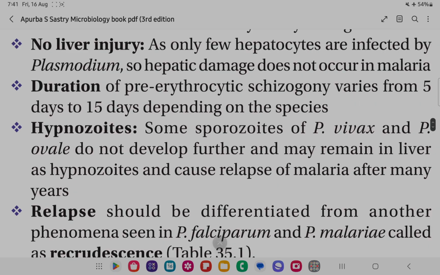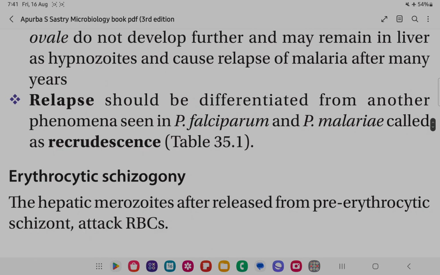The important part is the hypnozoites, because some of the Plasmodium vivax and Plasmodium ovale do not develop further and may remain in the liver as hypnozoites and cause relapse of malaria after many years. So there is a terminology coming: relapse and recrudescence. We'll see some part of that. What is relapse and recrudescence?